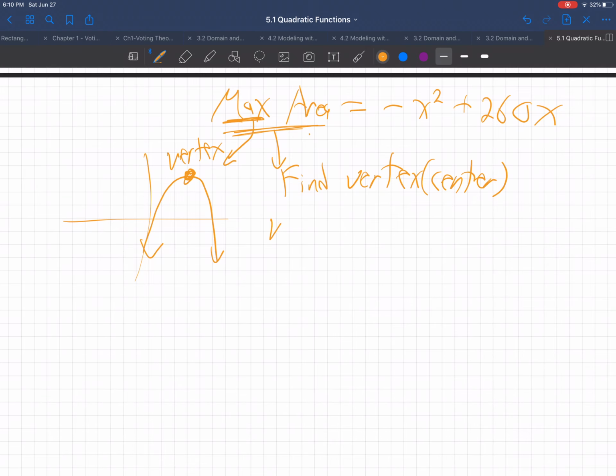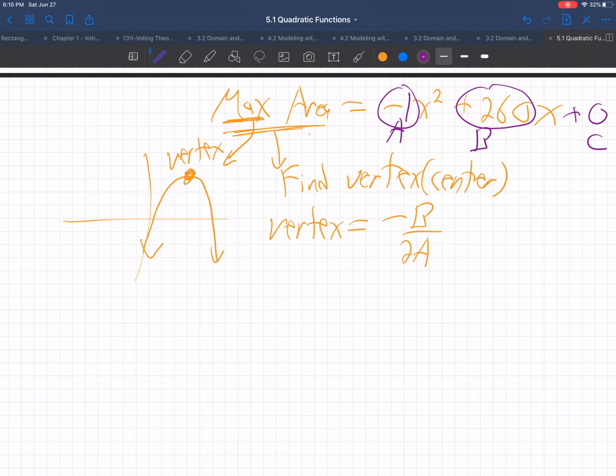So what's the formula for the vertex? How do you find the center of a parabola? Remember the formula? It's good to put it in your notes for the exam. Negative b over 2a. And what do I mean by that? I mean negative 1 here, this is a, b is the 260. And if we needed c, it would be 0, but we don't even need c. So remember, a, b, and c are the numbers in front of x squared, x, and the number off to the right. They're not the x's.